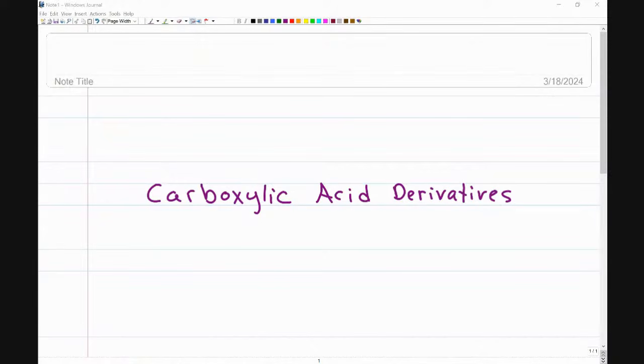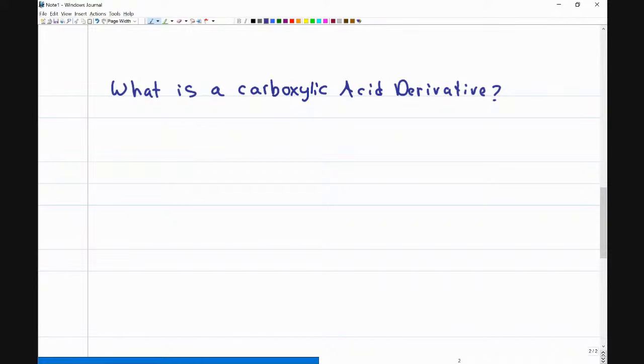Welcome everyone to tonight's session on carboxylic acid derivatives. Let's start with the basics. What is a carboxylic acid derivative? Well, first, we have to know what is a carboxylic acid.